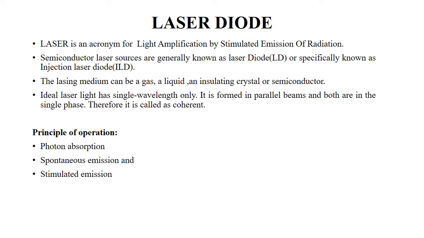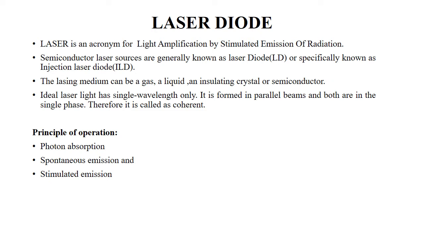What is meant by laser? Laser is an acronym for light amplification by stimulated emission of radiation. Semiconductor laser sources are generally known as the laser diode, or specially known as injection laser diodes. The lasing medium can be gas, liquid, insulating crystal, or semiconductor.